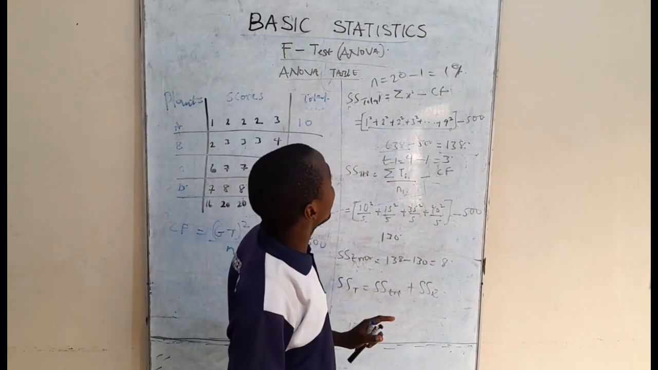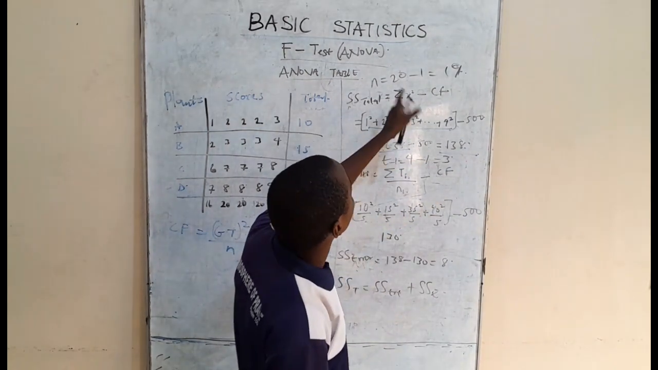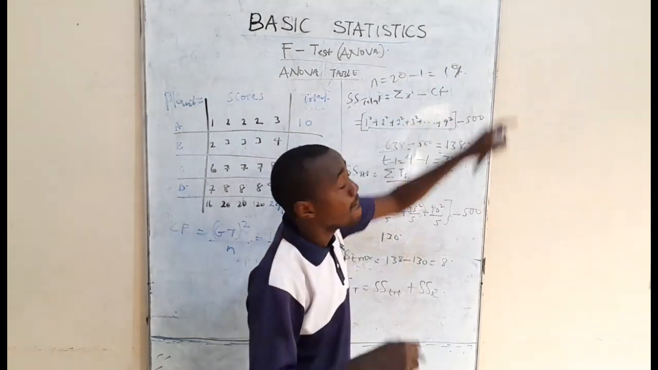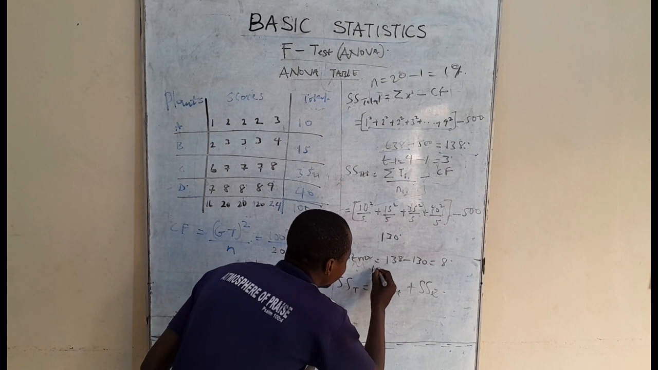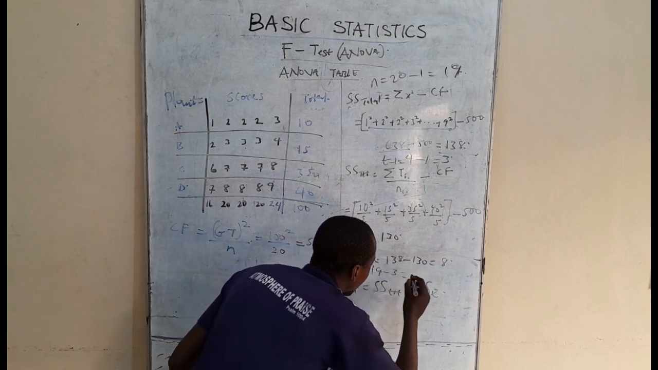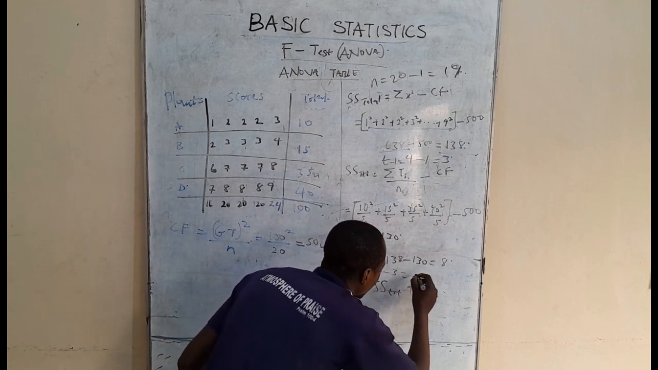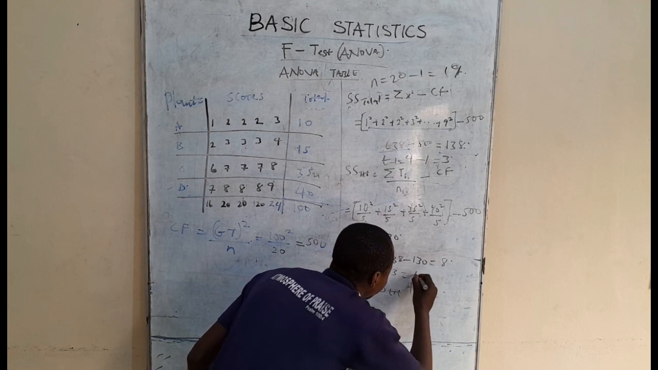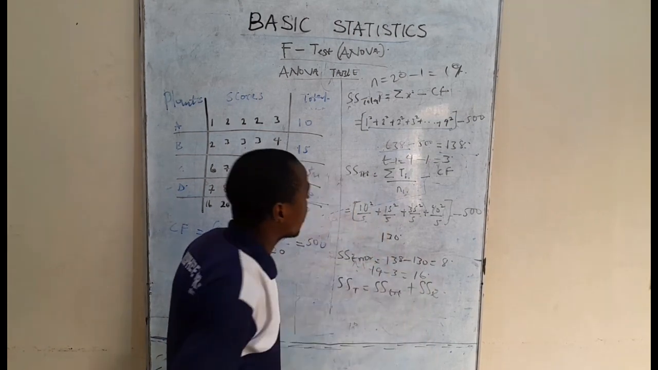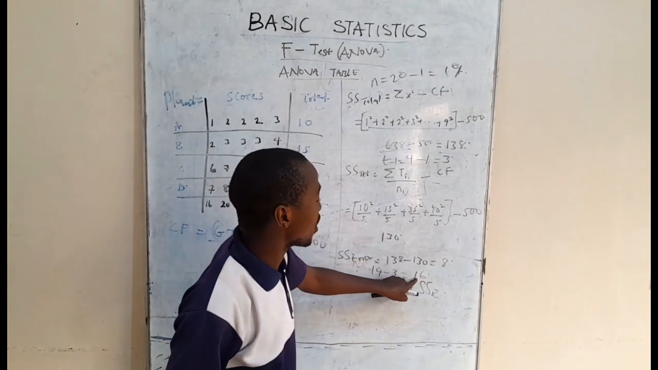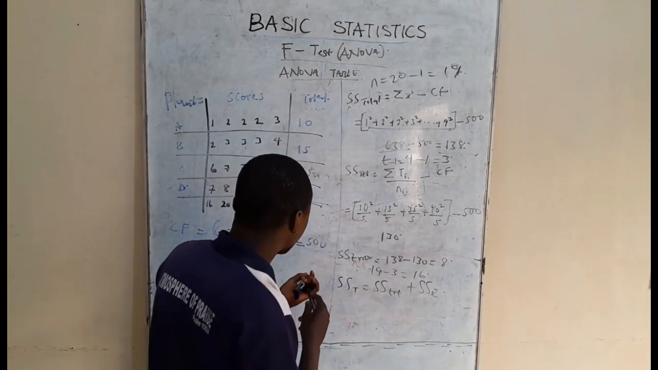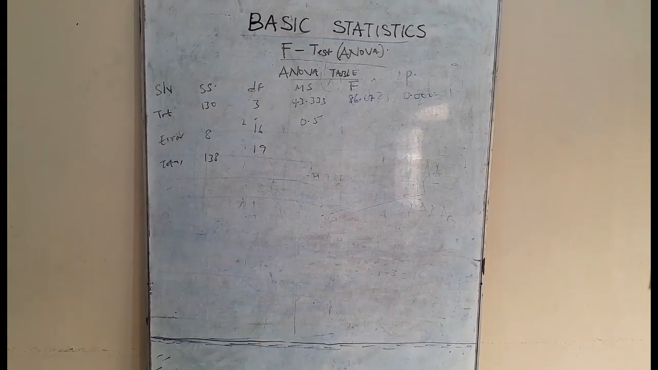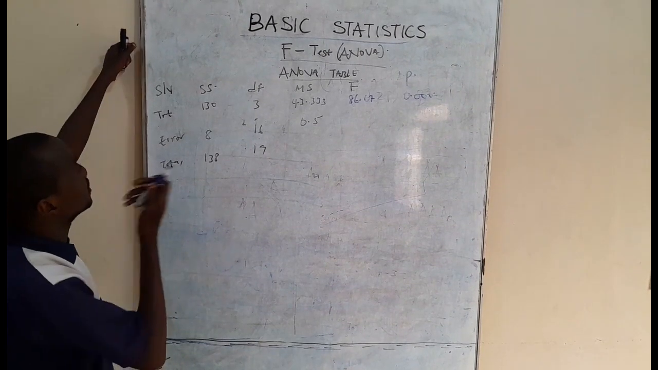Now, to get the degree of freedom for error, it will be the degree of freedom for total minus the degree of freedom for treatment. So we're going to have 19 minus 3, which is 16. So the degree of freedom for error is 16. Let us present all these values in our ANOVA table. We put all our data back into the ANOVA table.